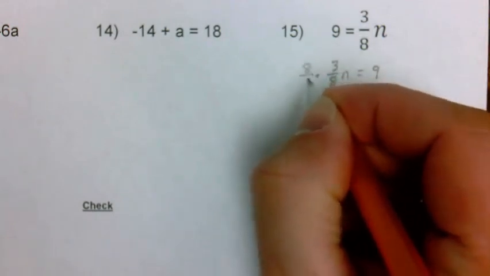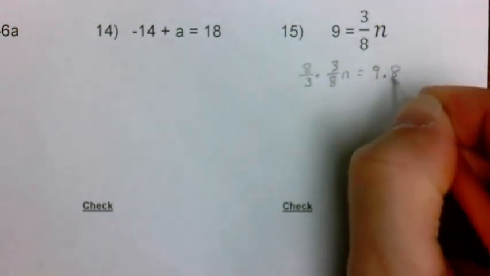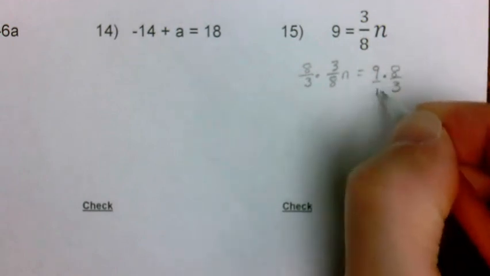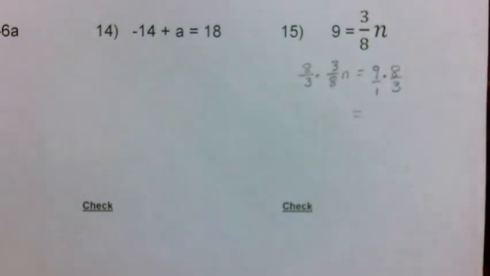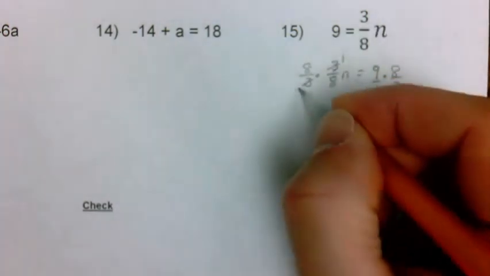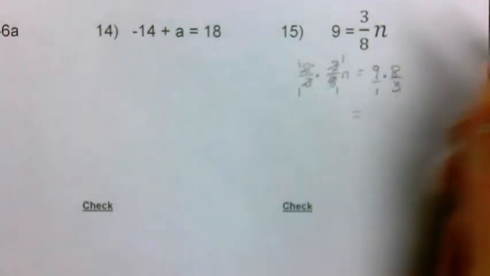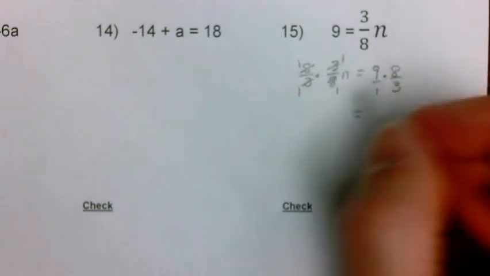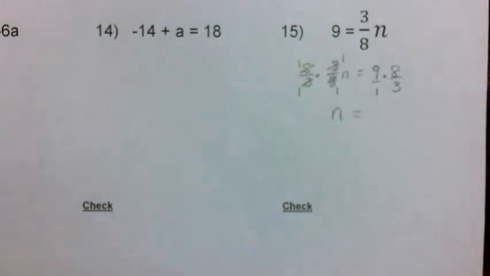Multiply each side by 3/8 reciprocal, which is 8/3. I'm going to put 9 over 1. Bring your equal sign down. And now on the left, we can simplify. 3 goes into itself once. 8 goes into itself once. A number times its reciprocal is 1, so this is 1n or n.